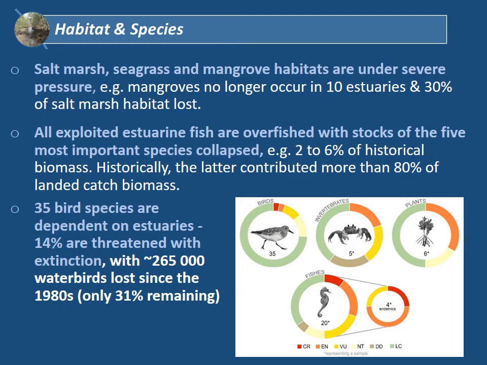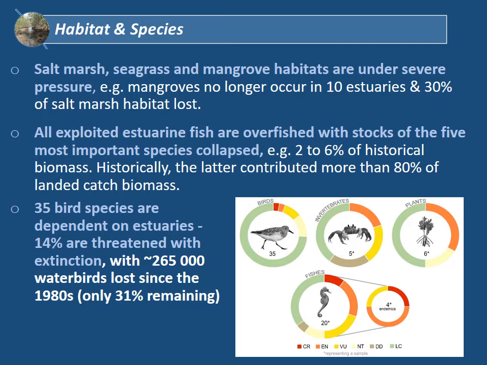In terms of habitat and species, salt marshes, seagrasses and mangrove habitats are under severe pressure, with mangroves no longer occurring in 10% of estuaries and 30% of salt marsh habitat lost. All exploited estuarine fish are overfished, with stocks of the 5 most important species collapsed, ranging between 2 to 6% of historical biomass. Historically, the latter contributed more than 80% of landed catches.